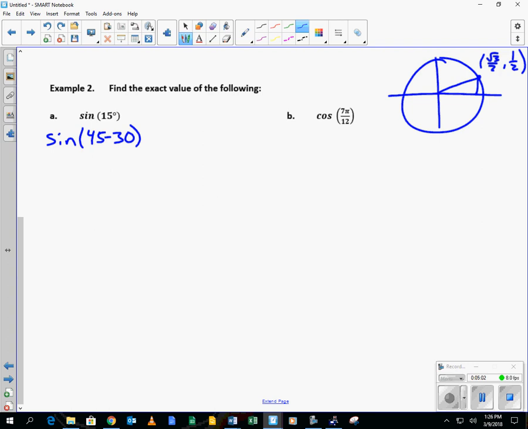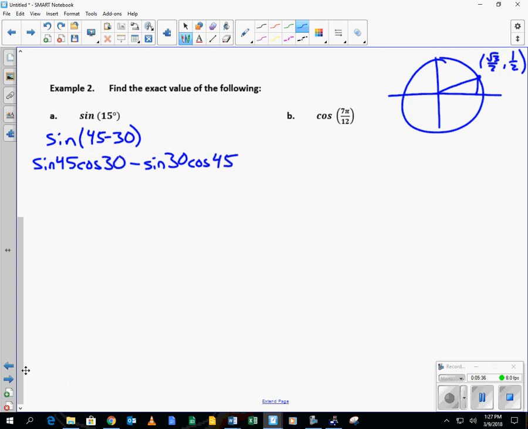We're going to go back to example 1. I don't really like the order I put this in. Well, don't do sine of 45 minus sine of 30, right? Instead, we do sine of 45 times cosine of 30 minus sine of 30 cosine of 45.